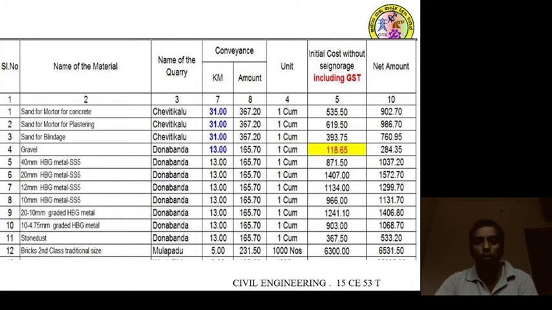The amount already mentioned up to 31 kilometers, 367 rupees 20 paise per 1 cubic meter, will be mentioned and finally the initial cost without including GST, and finally you will get the net amount of 902 rupees 70 paise. This is the simple chart which shows the lead charges from one place to another place.